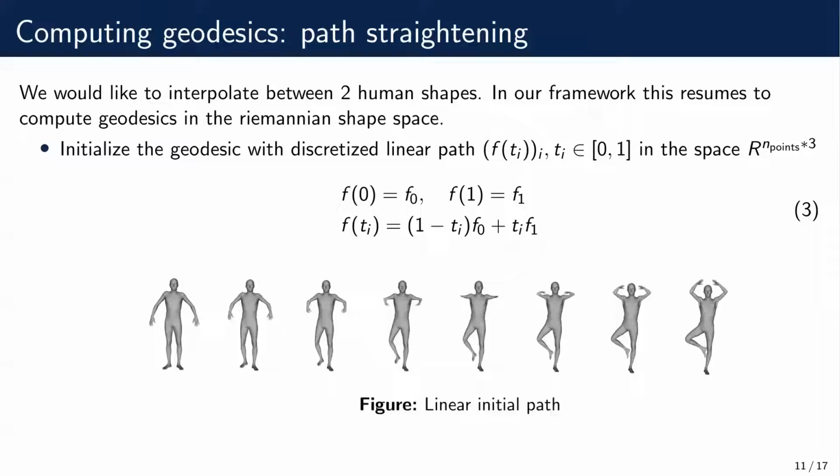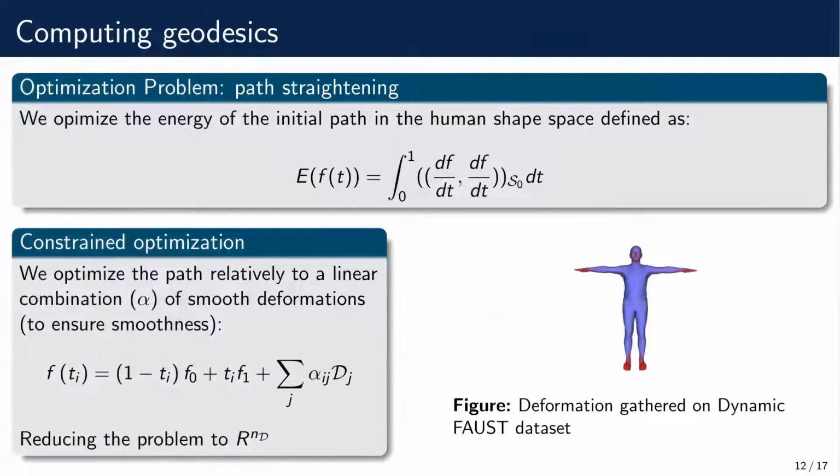In order to compute geodesics, we first initialize our algorithm with a linear path. We search the geodesic by optimizing the energy of the path, and we constrain our solution to be the sum of the linear path and a linear combination of a set of small deformations collected in dynamic forced human motion datasets. They are defined as the differences of small sequences of motions. The number of deformations is then reduced to a size of 100 using PCA.